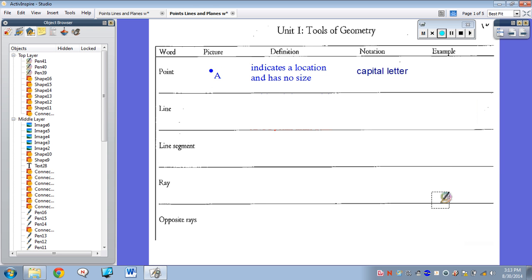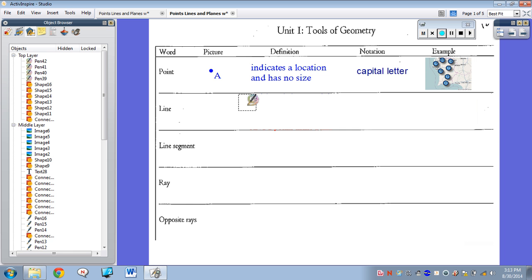This column here are examples where you would see a point in the real world. If you've ever seen a map before, any city on a map is indicated by a point or a dot on that map to tell you where the location of that city is. So that's where you would see a point.